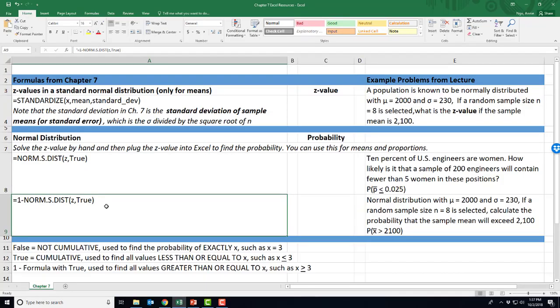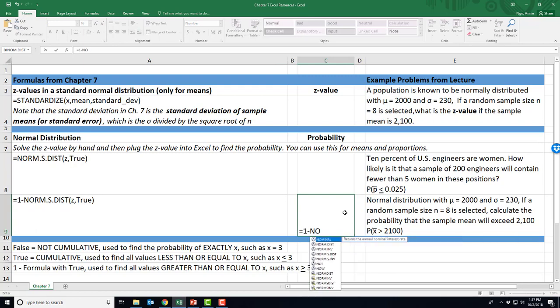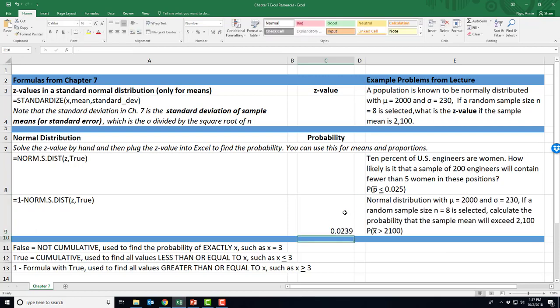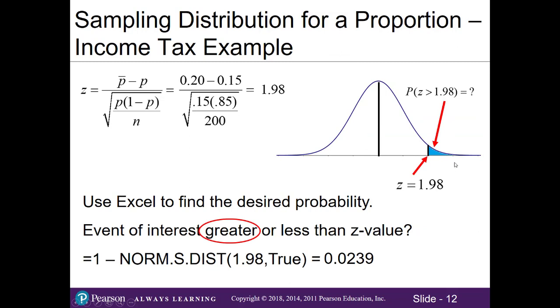So here's the formula for whenever we're looking at greater than or equal to some variable. And so I'll type in equals 1 minus norm.s.dist, parentheses, our z-value was 1.98, comma, true. Close my parentheses and hit enter, and I get 0.0239. In other words, the probability that more than 40 people get hacked in our sample of 200 is 0.0239, or a 2.39% chance. So it's a very small chance that more than 40 out of 200 will get hacked.